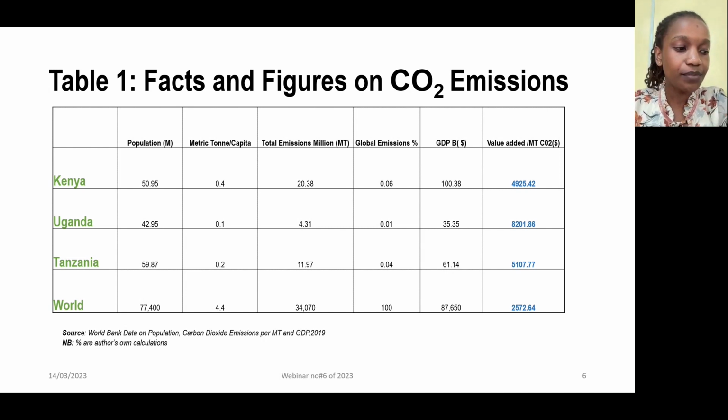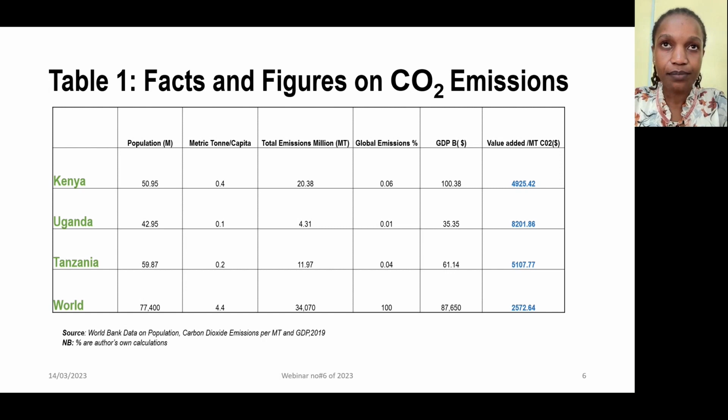So Kenya produces at least $4,925.42 in every metric ton of CO2, and for Uganda it's $8,201.86 for every metric ton. For Tanzania it's $5,107.77 USD.